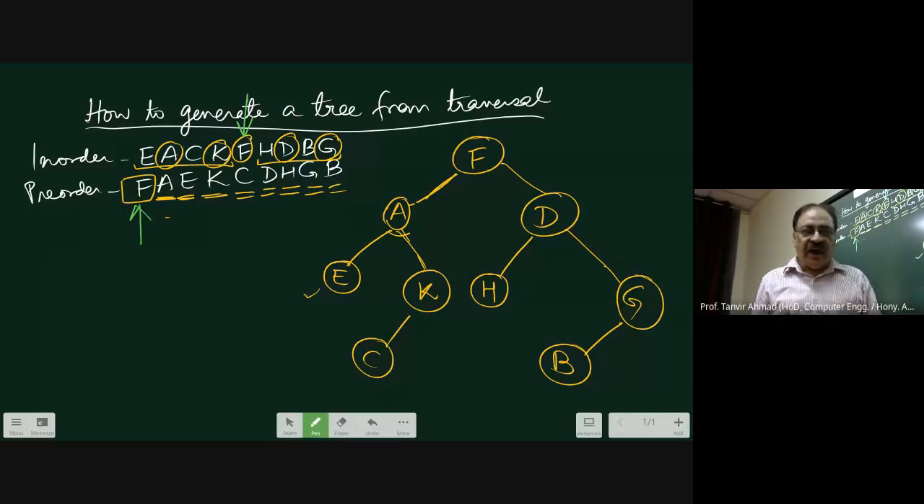तो अगर F root है, तो सारे nodes जो F के पहले वाले हैं वो left में होंगे, और सारे node जो उसके बाद वाले हैं वो right में होंगे. इसके मतलब EACK जो है वो F के left में होगा. But from there I cannot say which is the root. But when I see the pre-order, I find that A is coming over here.